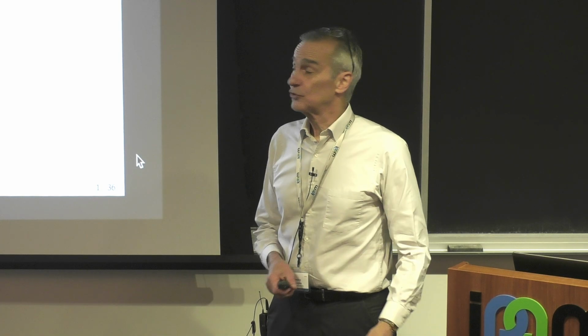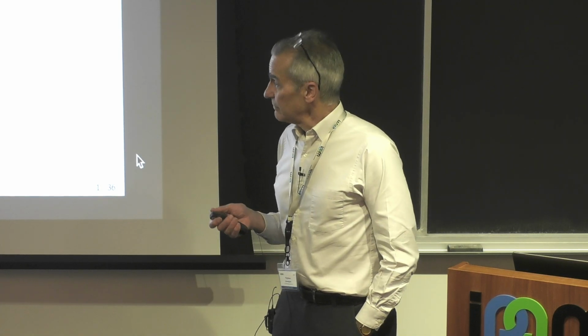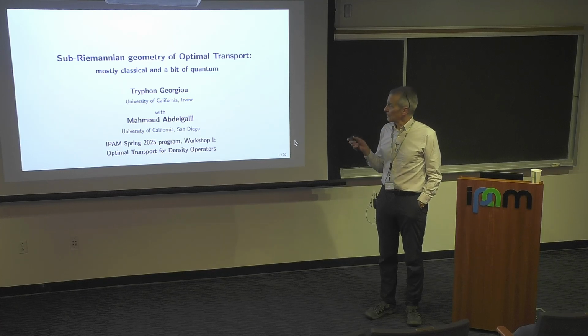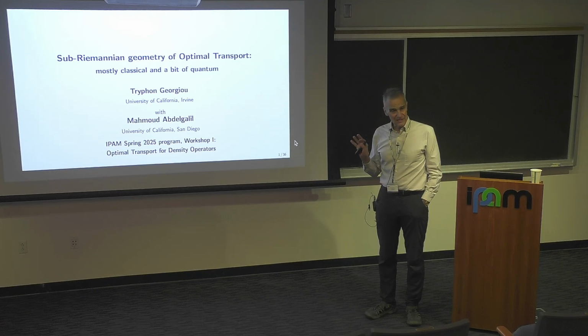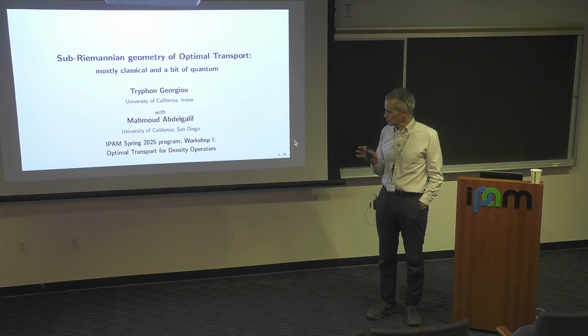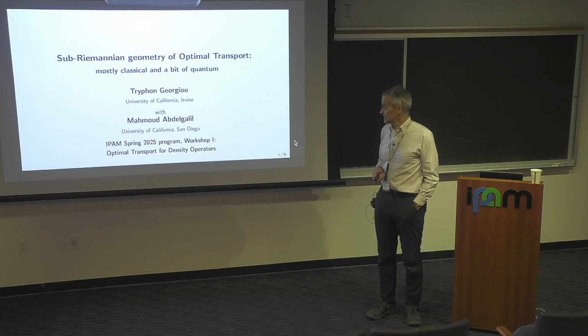Initially, I was planning to talk about something else, Schrödinger bridges, which I have given already a couple of lectures. So I decided to talk to you about some very recent work on the Sub-Riemannian structure of optimal transport. Most of the talk is on classical optimal transport and a little bit at the end on quantum. And this is work that is currently also ongoing and connects to some very interesting concepts in physics.